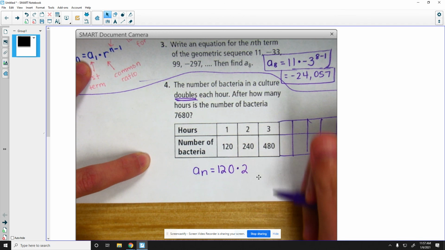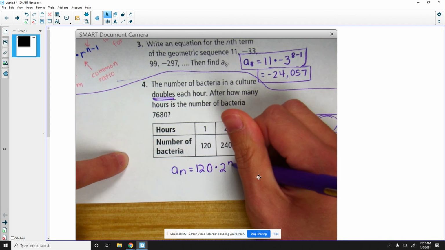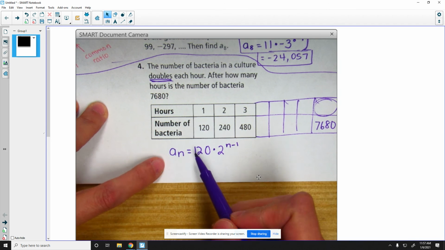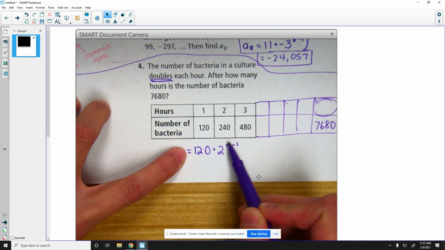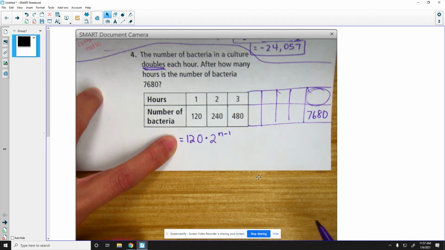So 2 to the, do you know n? No, that's what you're looking for. So n minus 1. Okay, so here's the thing. There's no way that I can solve for n, for an exponent. You've never learned that in a math class before.